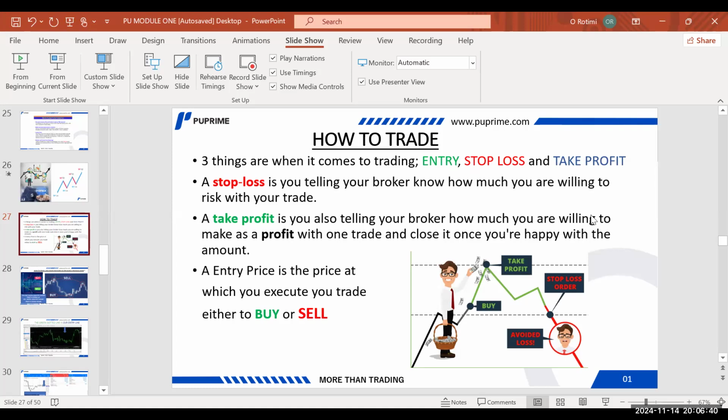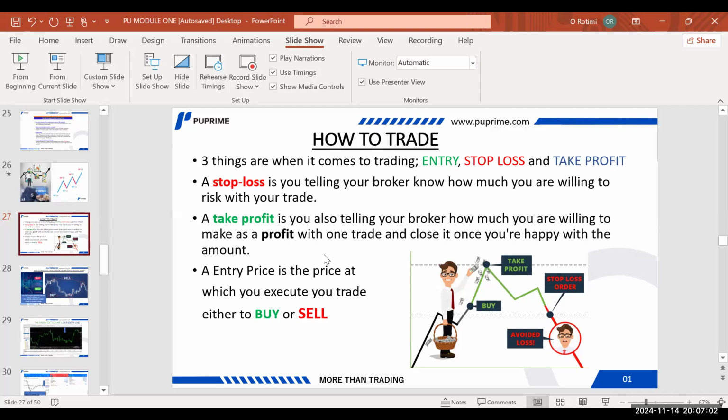And the third one is called the stop loss. We say the stop loss is you telling your broker how much you are willing to risk with your trade. Now, we need to clarify this. When you're trading Forex, when you are entering the market, it means you're willing to take a risk in order to make a reward. That's the way it works.